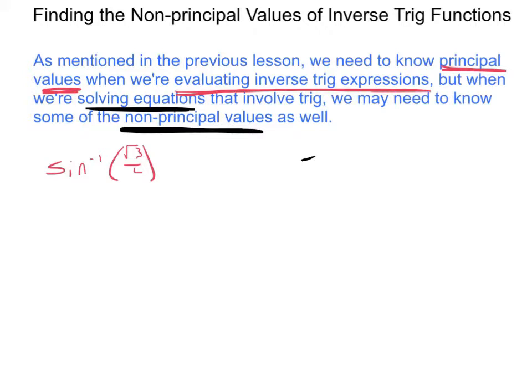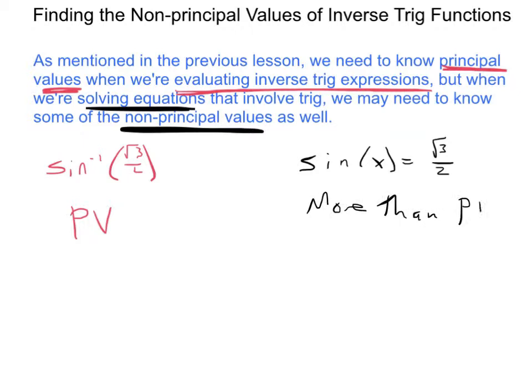But when we are solving equations that involve trig, you may need to know some of the non-principal values. So if they say, solve sine x equals the square root of 3 over 2, understand that these are similar problems, but they're different. In the one on the left, you're being asked to evaluate an expression, which means you need to give the principal value. In the one on the right, you're being asked to solve an equation, which means we need to give more than just the principal values. And usually for a problem like that, they'll give you a domain to work with. They'll say something like, oh, give us all the values between 0 and 2 pi, for instance.